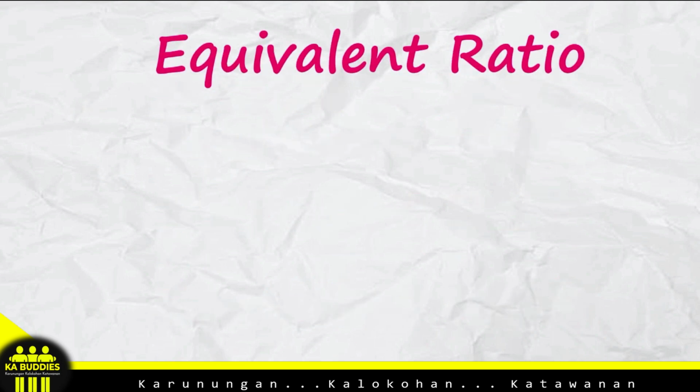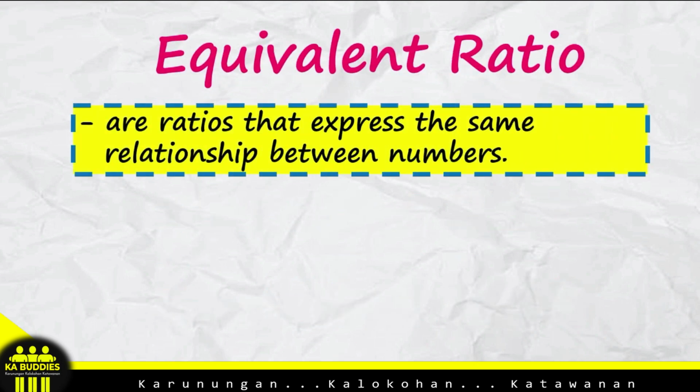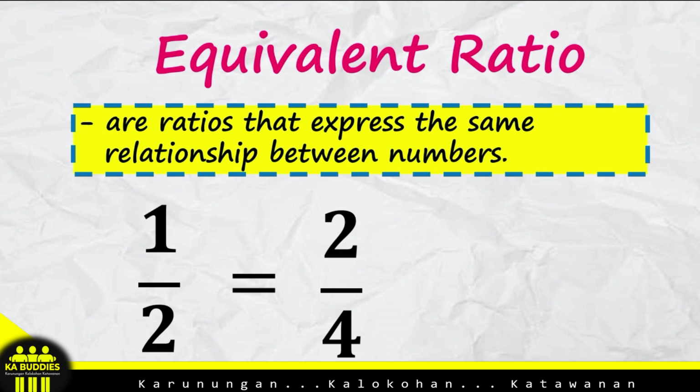Let us proceed to equivalent ratio. When we say equivalent ratio, these are ratios that express the same relationship between numbers, meaning they still have the same value. Equivalent ratios are just like equivalent fractions. You can create an equivalent ratio by multiplying or dividing the terms of the ratio. By the way, the numbers that we see in a ratio are what we call terms. For example, we have 1/2. So the equivalent ratio of 1/2 is equal to 2/4. What have you noticed? Yes, we multiply it by 2. So 1 times 2 is 2. 2 times 2 is 4.